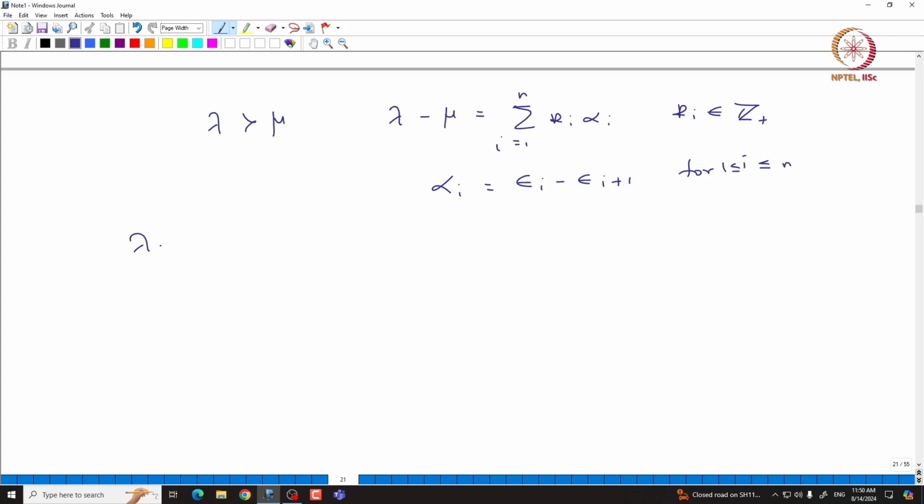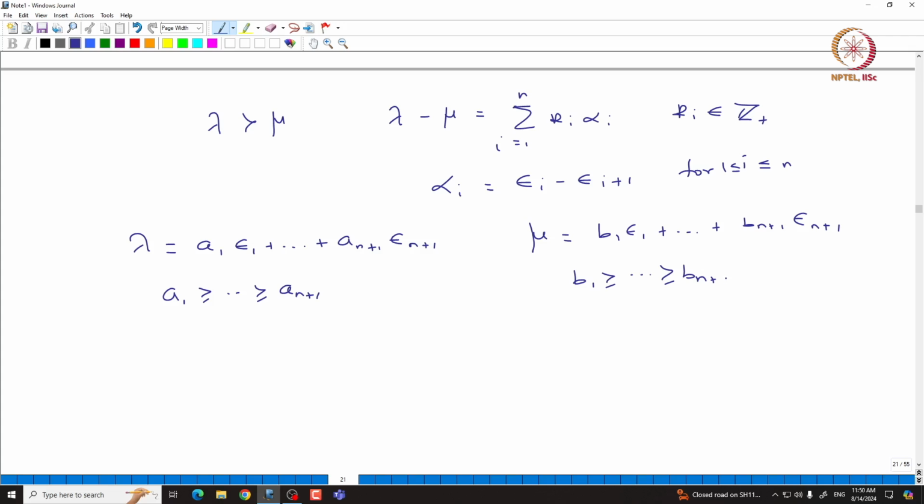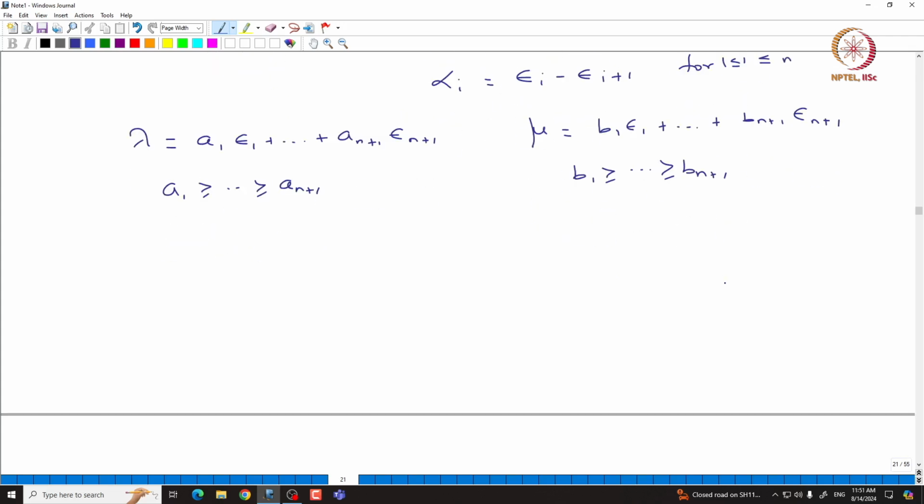Now, you write lambda in terms of the epsilon_i basis, a_1 epsilon_1 plus etcetera plus a_(n+1) epsilon_(n+1), and then write mu again as b_1 epsilon_1 plus etcetera plus b_(n+1) epsilon_(n+1). Note that a_1 should be greater than or equal to a_(n+1), lambda being dominant, and b_1 should be greater than or equal to b_(n+1). Now, let us do this calculation.